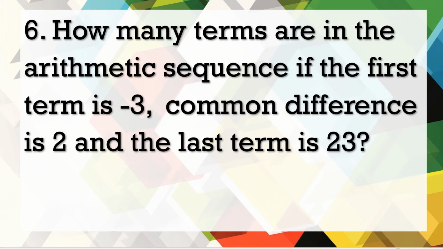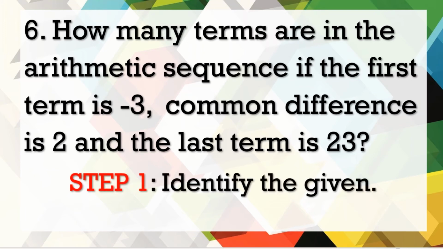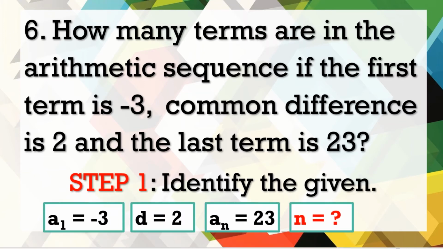How many terms are in the arithmetic sequence if the first term is negative 3, common difference is 2, and the last term is 23? Step 1. Identify the given. A sub 1 equals negative 3, d equals 2, a sub n equals 23.